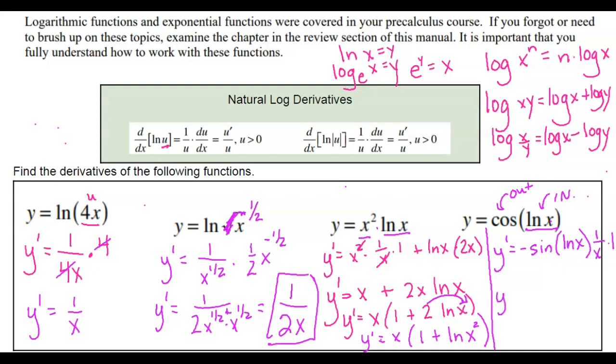There's really not much we can do. I'm going to bring that negative in front. We've got sine of the natural log, and then it's just over x. Okay? So it's just you recognizing that it's a chain rule first.